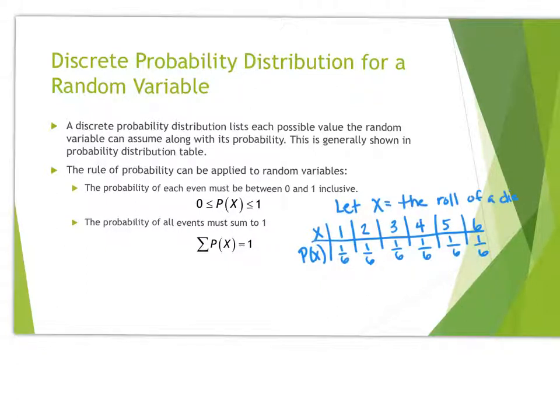The second rule is that the probabilities of all events must sum to 1. This sigma notation says that sigma means to sum, so if you add up all the probabilities of x, they should equal 1. Here, 1/6 plus 1/6 plus 1/6 plus 1/6 plus 1/6 plus 1/6 is equal to 6/6, and 6/6 is equal to 1. So this is a valid probability distribution, and this is a discrete variable that we've shown in a probability distribution table.